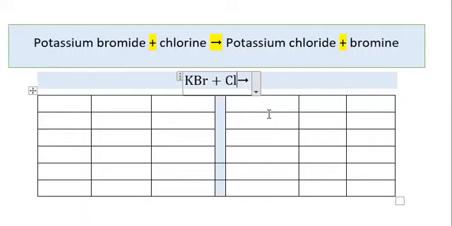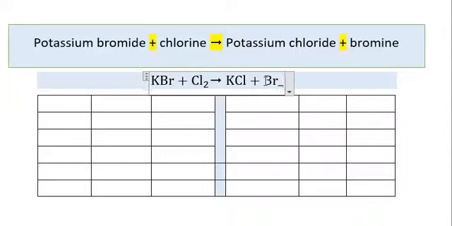Plus chlorine, and chlorine is a gas. When it is alone, on its own, it's a gas, and it's also a diatomic molecule. Potassium chloride plus, but chlorine, whenever it's bonded to another element like a metal or non-metal, it changes its property. It's no more a gas, so it's no more diatomic, right? And Br, bromine, is also a diatomic molecule, so it has a 2.